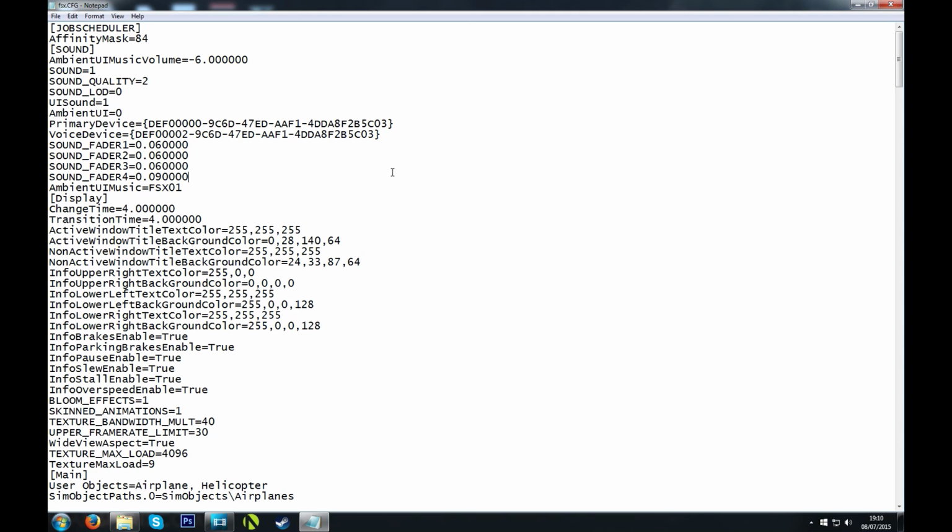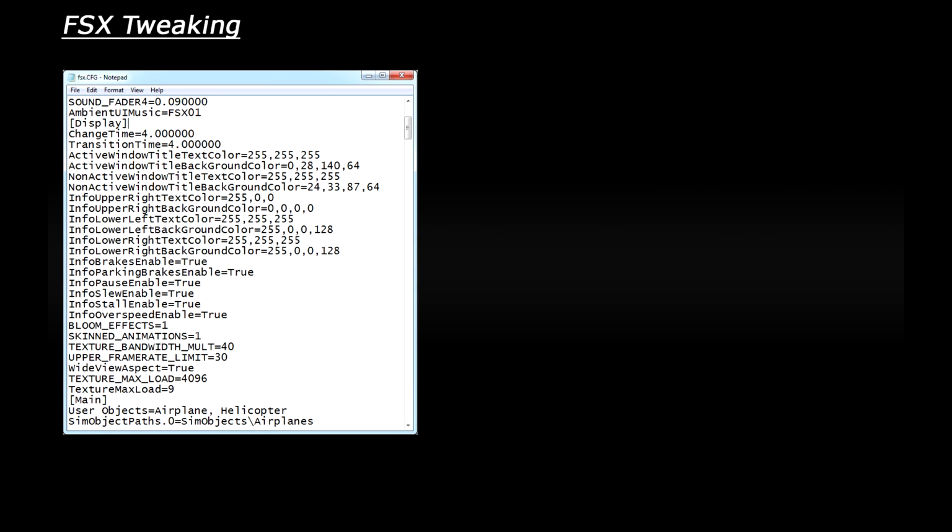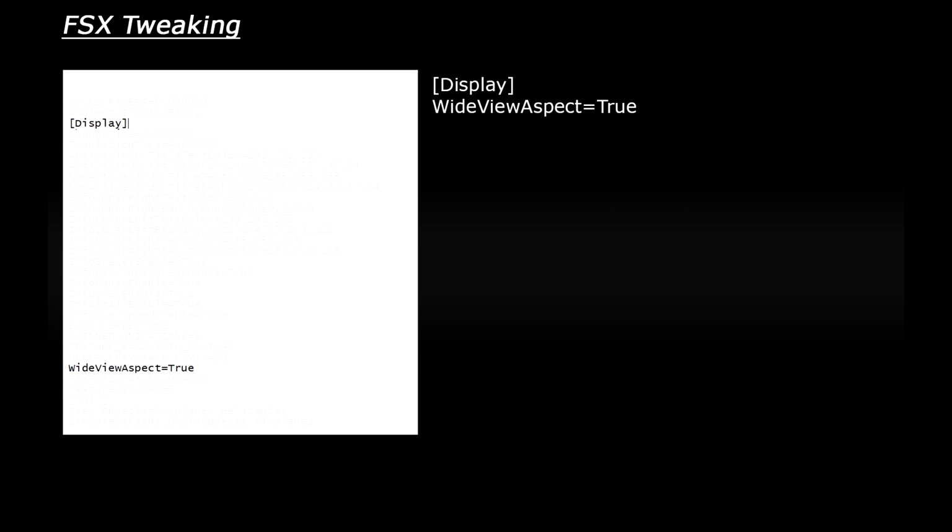So first I'm going to talk about a couple of tweaks which I think are essential to have. So the first couple can be found under the display section. The first one you want is wide view aspect equals true. If the line doesn't exist under the display, then simply type it in on a new line, making sure that it's in the display section of settings. What this tweak does is change the aspect ratio so that the instruments and panels look normal on widescreen monitors. They don't look stretched or squashed in any way.